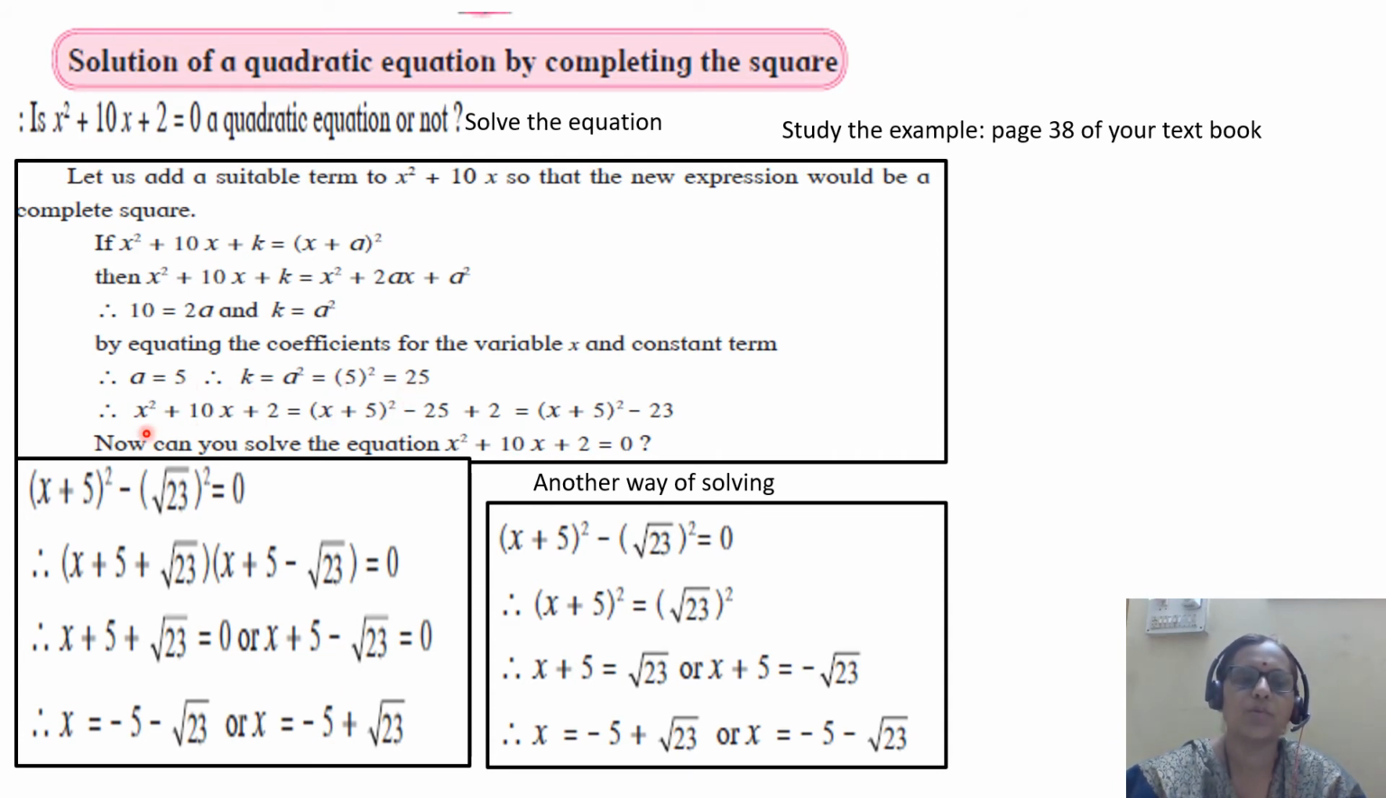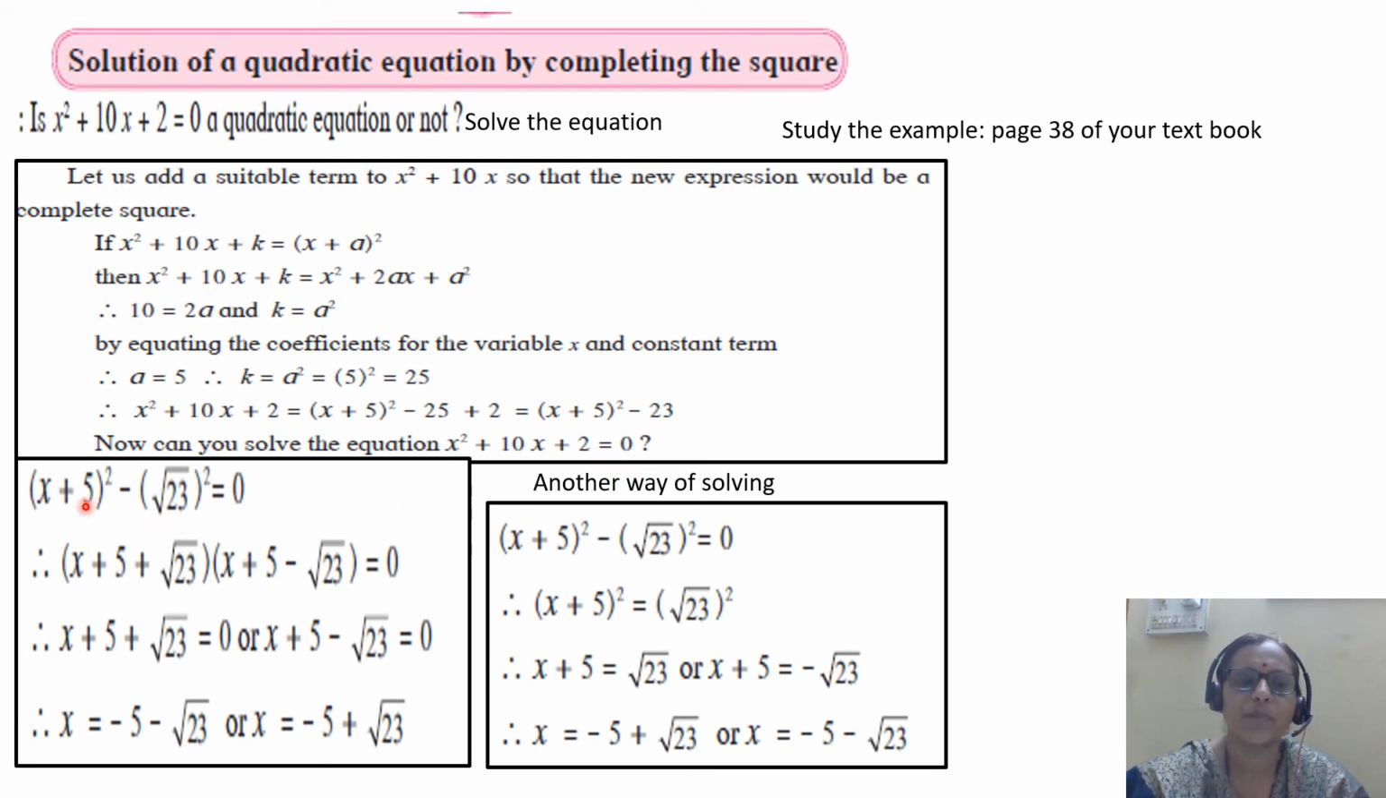Now your original equation is x² plus 10x plus 2. Now which is equal to (x plus 5) whole square minus of 25 plus 2. So 5² is added and 5² is subtracted. So we get the form (x plus 5) whole square minus of 23. Minus 25 plus 2 is minus 23. Now can you solve this equation? x² plus 10x plus 2 equal to 0.